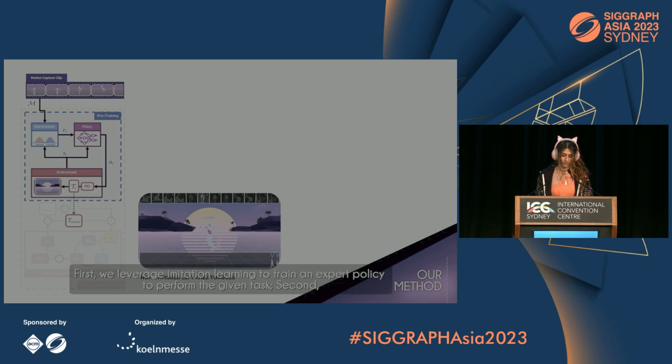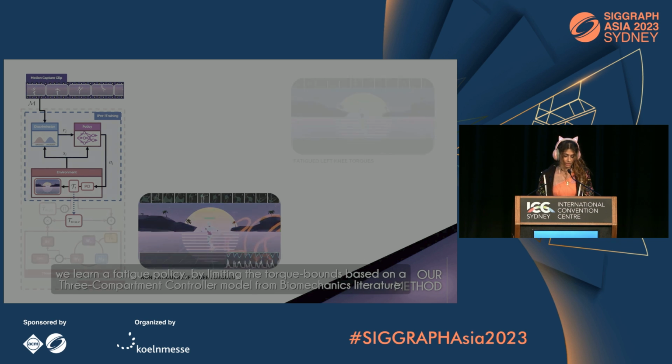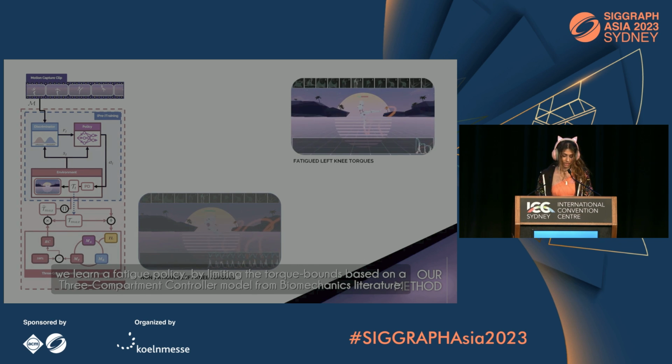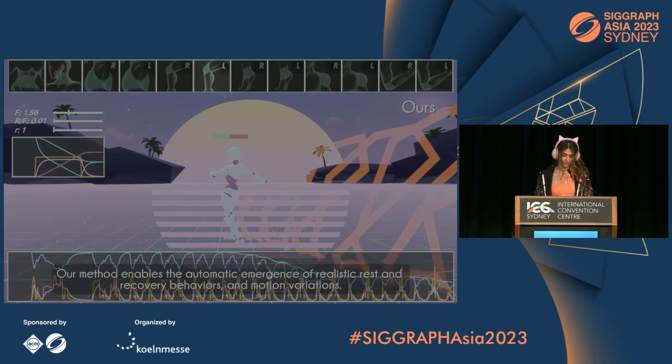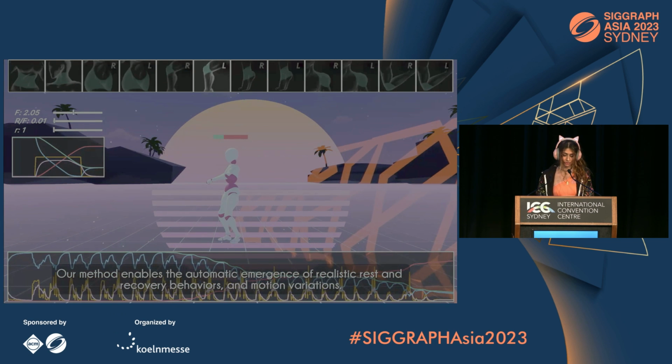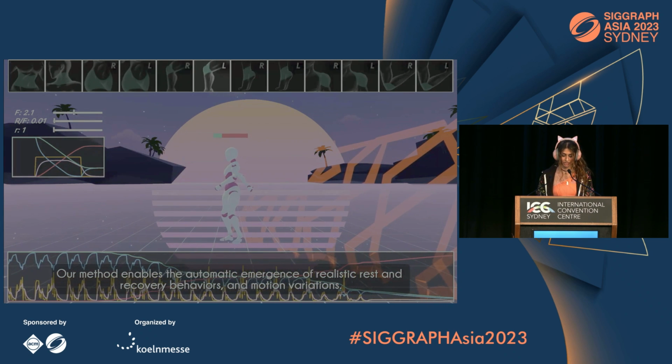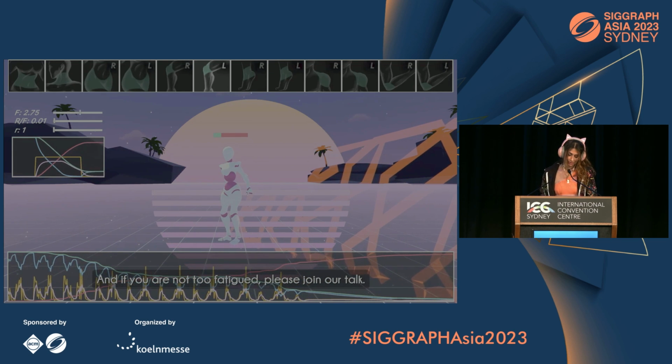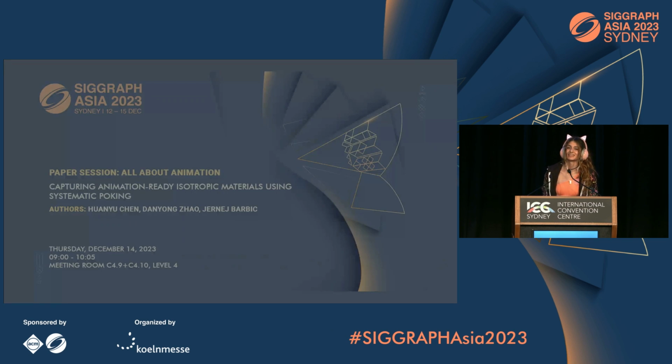First, we leverage imitation learning to train an expert policy to perform the given task. Second, we learn a fatigue policy by limiting the torque bounds based on the three-compartment controller model from biomechanics literature. Our method enables the automatic emergence of realistic rest and recovery behaviors and motion variations. And if you're not too tired or fatigued, please join our talk on Wednesday evening. Thank you.